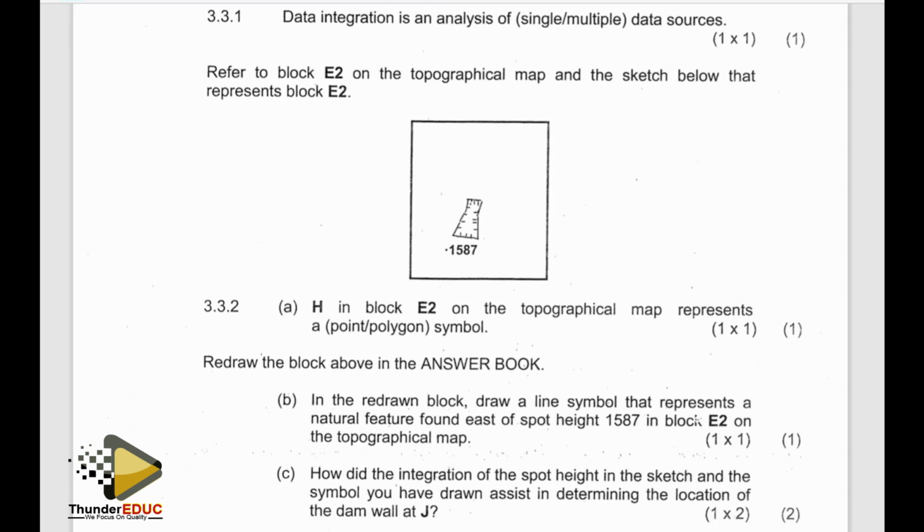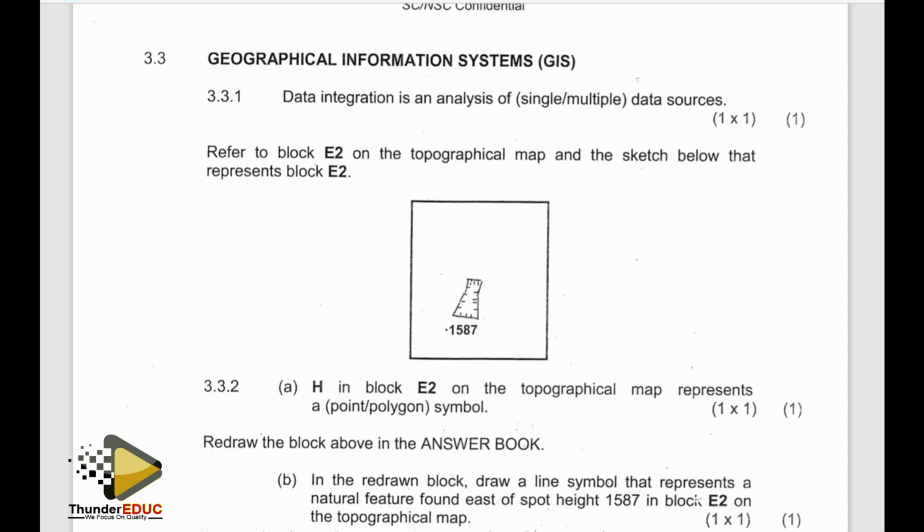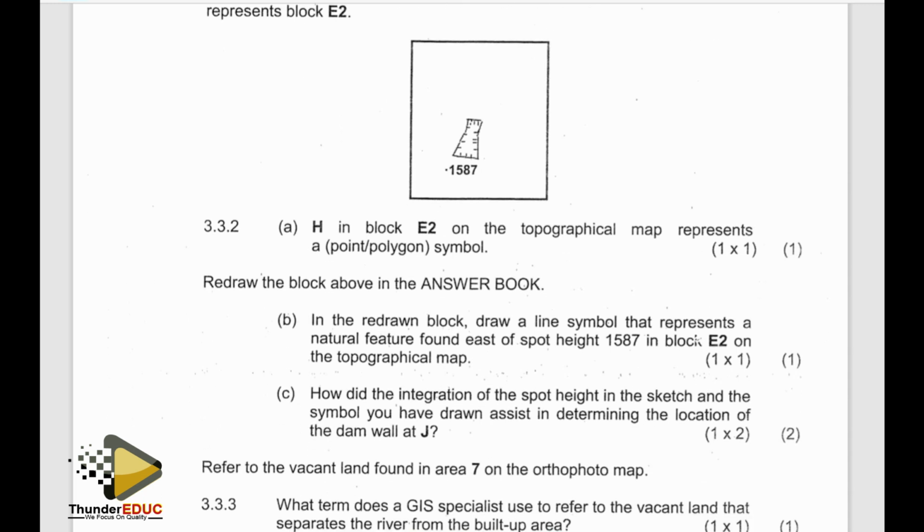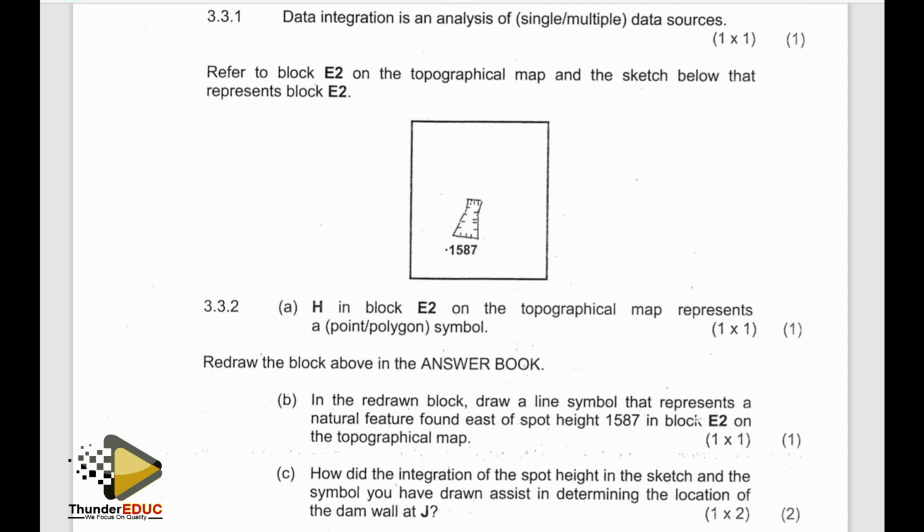Right. Then the next question is referring to a block on the map. Unfortunately, I could not figure it out because I don't have the map. It says there is a spot height at 1587, and the feature indicated there says H in block E4 on the topographical map represents, is it a point or a polygon symbol? Right, I'll just explain how you note, since we don't have the map.